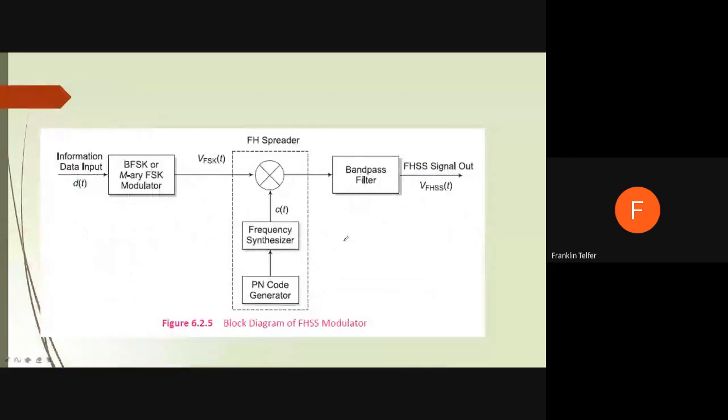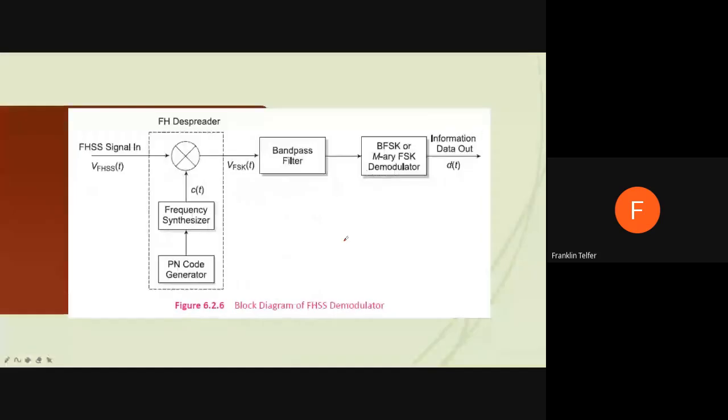Block diagram of FHSS modulator. This is the basic block diagram. You can just look at it. We have already seen this on the previous slides. So we use MFSK for the modulation and demodulation process. You use a frequency synthesizer and PN input generator. It is mixed with the FHSS signal, then given to the bandpass filter and demodulated, and the output is given.